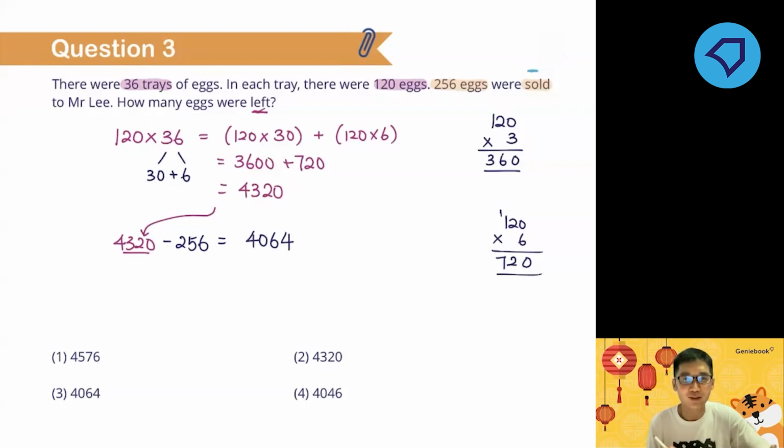And is it 3 or 4? Some of you pressed 4. Oh dear. The answer is number 3, right? Number 4 is 4,046. Look carefully. Okay, so that's for question number 3. Now let's move on to question number 4.